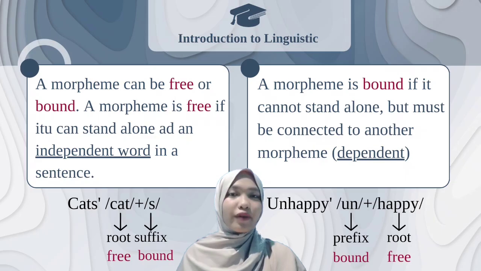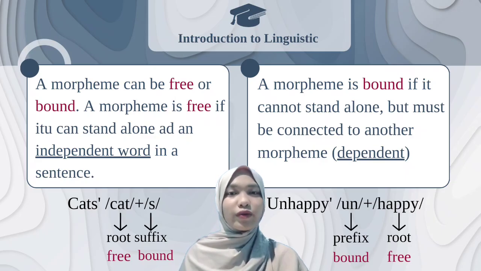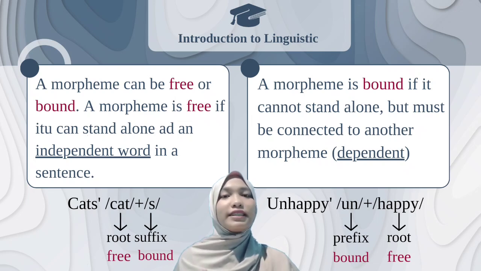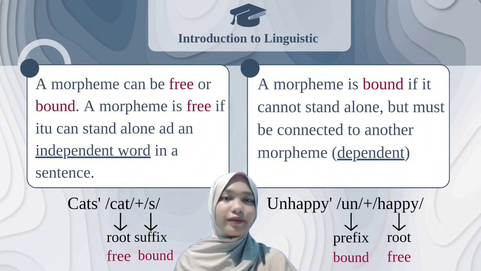A morpheme can be free or bound. So, what's the meaning of bound and free in morphemes? A morpheme is free if it can stand alone as an independent word in a sentence. Meanwhile, a morpheme is bound if it cannot stand alone but must be connected to another morpheme.